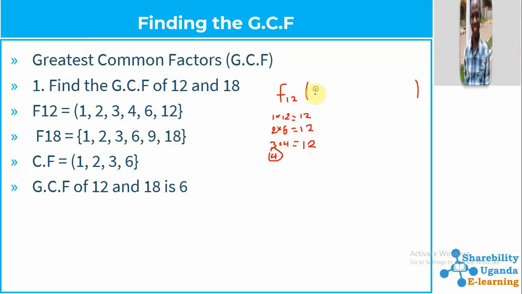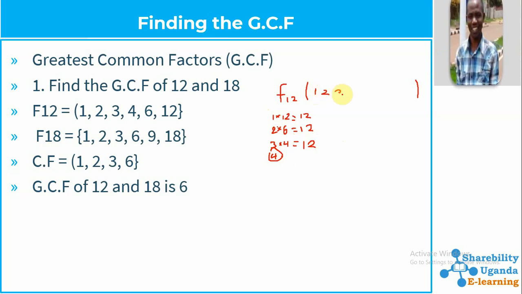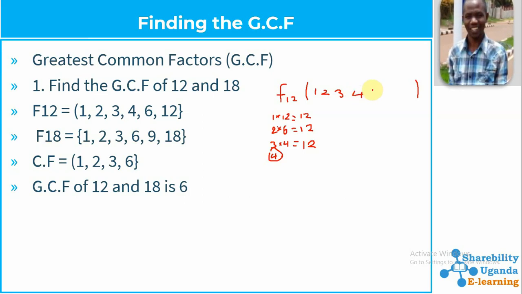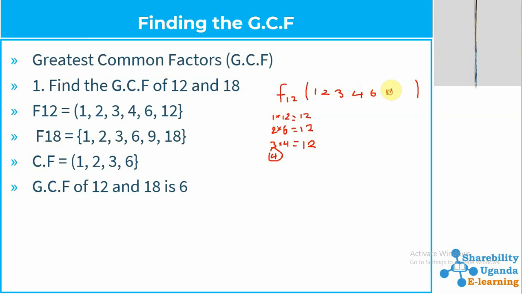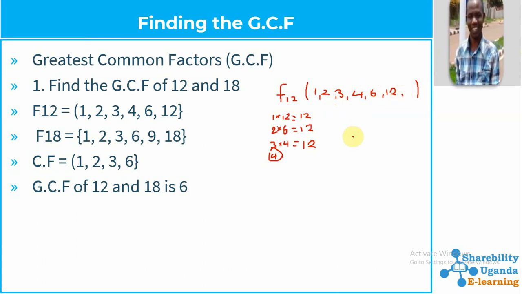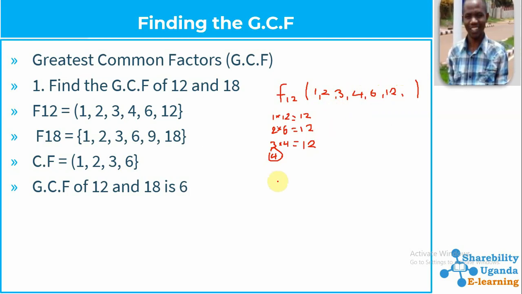So now here we can come and arrange them. We say 1, then 2, 3, then 4 is also part, then 6 is also part of those numbers, then lastly 12. So this simply means we have 1, 2, 3, 4, 6, and 12 itself. These are the factors of 12.